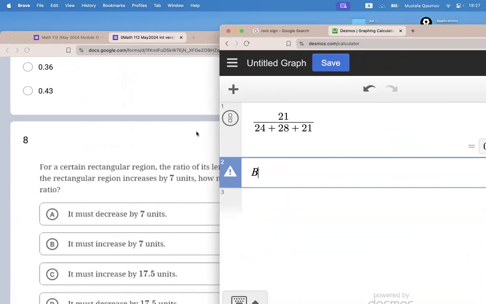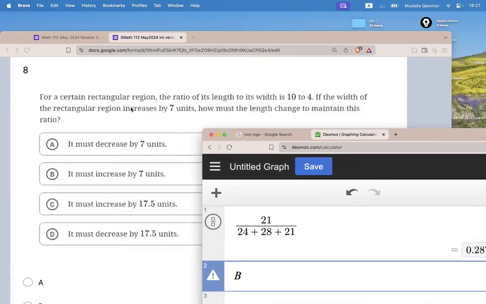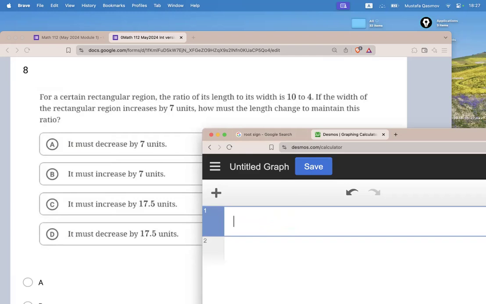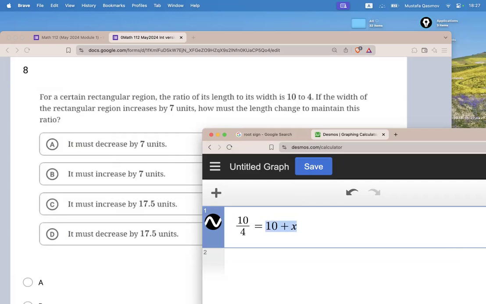Okay, let's continue. 8. For a certain rectangular region, the ratio of its length to width is 10 to 4. If the width of the rectangular region increases by 7 units, how must the length change to keep its ratio? So it is 10 to 4. Now we are increasing the width by 7 units, so it is 10 plus x, which is length, over 4 plus 7. Then we have to find x from here.